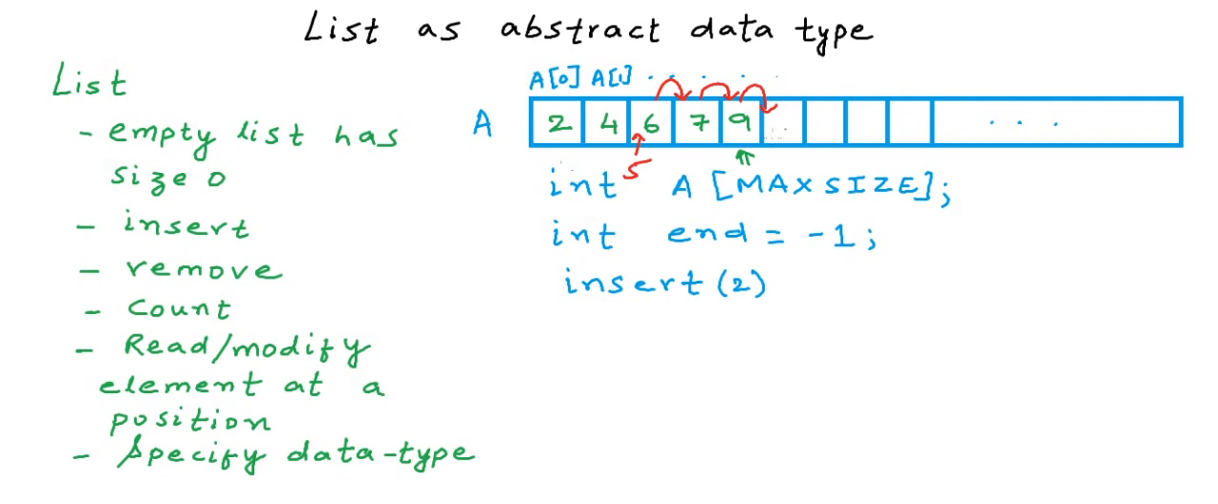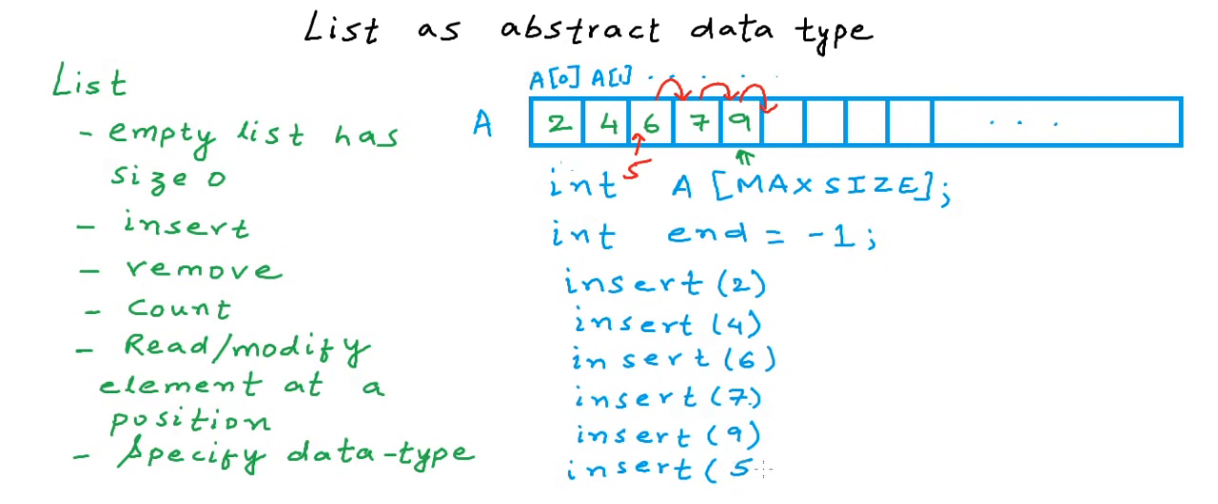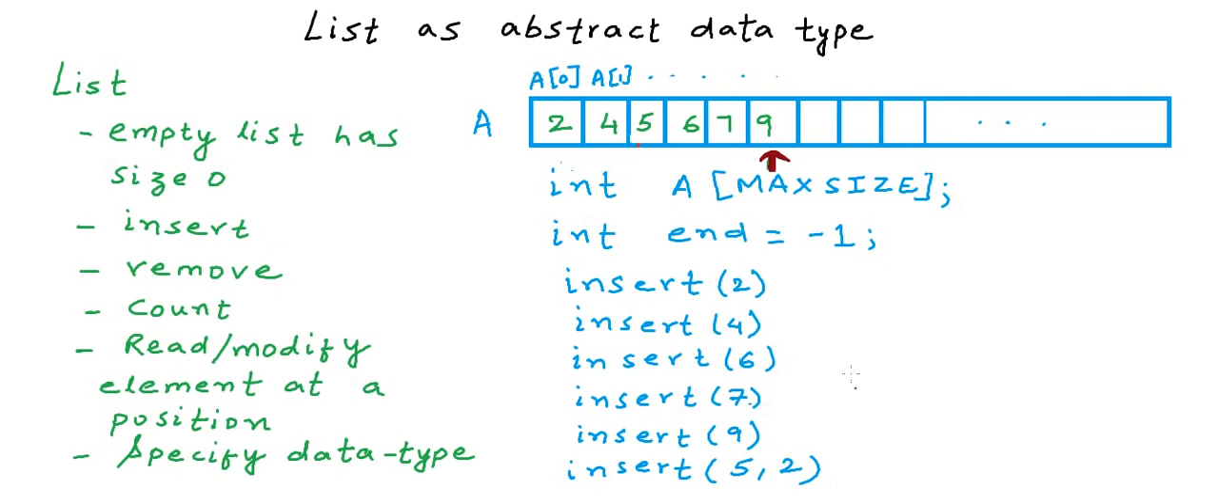Okay, I just inserted some elements into the list. Let me also write the function call for these. Let's say we went in this order. We inserted 2, then we inserted 4, and then in the end we are inserting 5, and we will also give the position at which we want to insert. So this insert with 2 arguments would be the call to insert an element at a particular position. After all these insertions, this is what the list will look like. This arrow here marks the end of the list in the array.